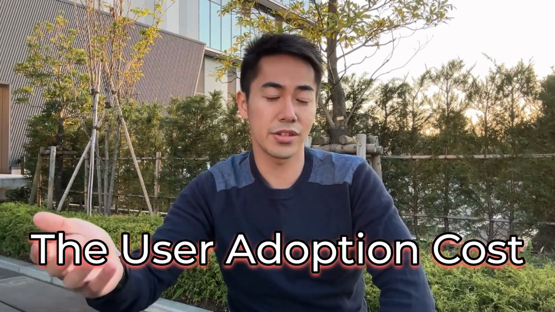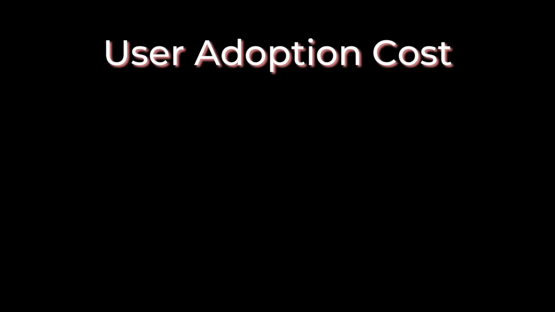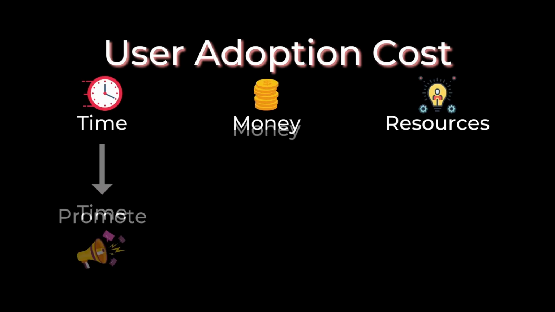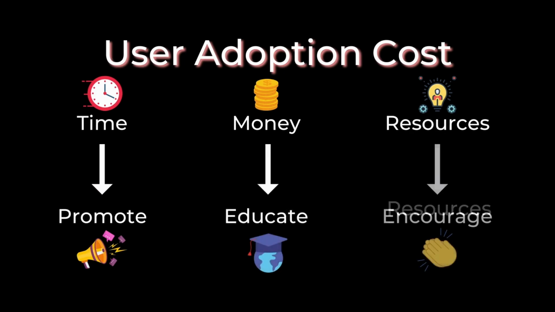Let's start with a not really obvious cost that I call the user adoption cost. User adoption cost refers to the time, money, and resources required to promote, educate, and encourage users to adopt a new feature. Even if a new feature is well designed and useful, it might not be immediately adopted by users if they're not aware of it and do not understand how it works.